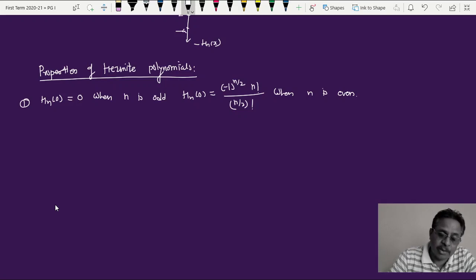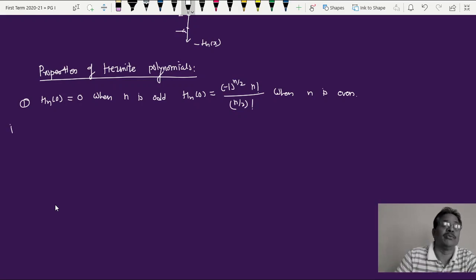So now take any order of Hermite polynomial for all values of x: h1 of 0, h2 of 0, h3 of 0, h4 of 0, whatever. Out of that, for odd values of n, we will get h1 of 0, h3 of 0, h5 of 0, etc. These odd Hermite polynomials will all be equal to 0 for x equal to 0. Whereas when I put even polynomials, for the fourth polynomial h4 of 0, it will be minus 1 raised to 4 upon 2 into 4 factorial divided by 4 by 2 factorial. This number will be calculated. Whether it is correct or not can be checked as follows.